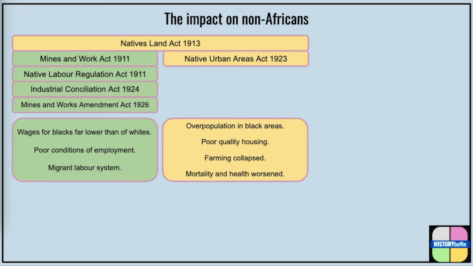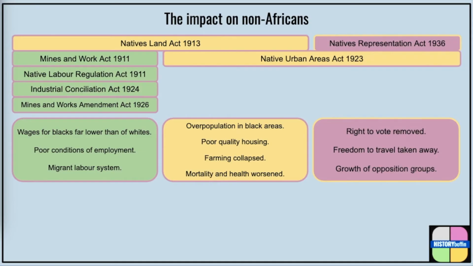Most essays require 2 or 3 factors to be considered, so our third chosen impact relates to the Natives Representation Act, but also the Native Urban Areas Act. As well as the obvious political right, voting rights, being removed, blacks also had other political rights, such as the right to free movement, taken away. The lack of political representation was a key factor behind the growth of opposition groups, which we will consider shortly.